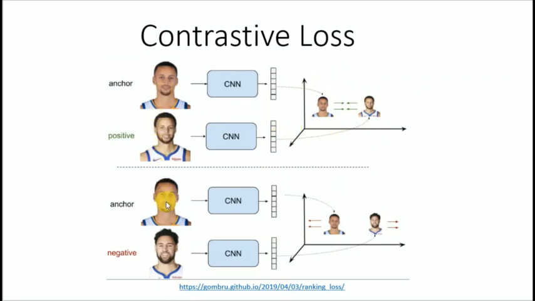And if they're different images, so here they're different people, we encourage the distance to be large, because we want the model to predict that these two images are not similar. So let's dive deep into the contrastive loss.